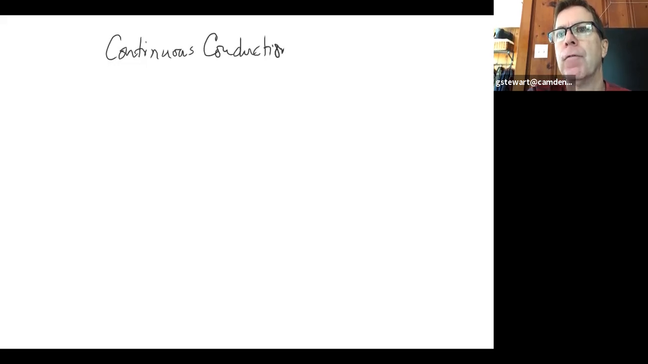Couple definitions. That's supposed to be an N. I'm trying to write so fast that I can't spell. So continuous, I'm trying to write the word continuous conduction versus saltatory conduction. This is referring to conduction speed as well.